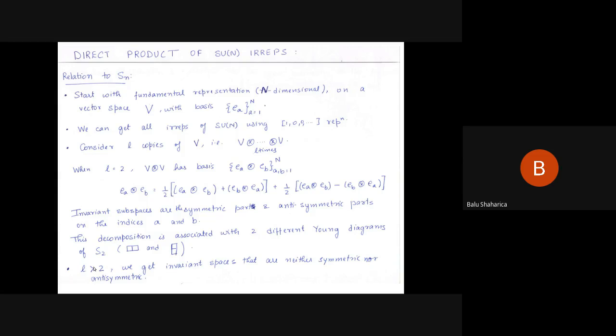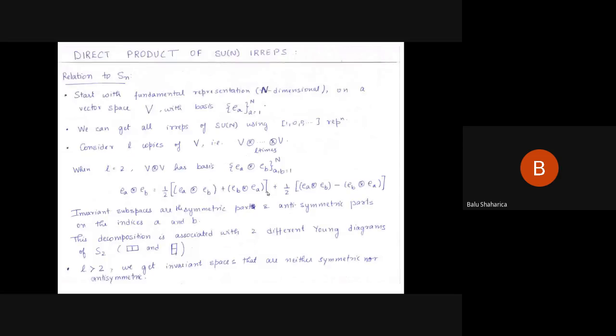And for L, okay, I haven't said what L is. So we take the direct product of V, L times. For L equal to 2 we saw this case, and for L much greater than 2 we won't just get the symmetric and anti-symmetric parts, we will also get a decomposition such that they're not symmetric or anti-symmetric.